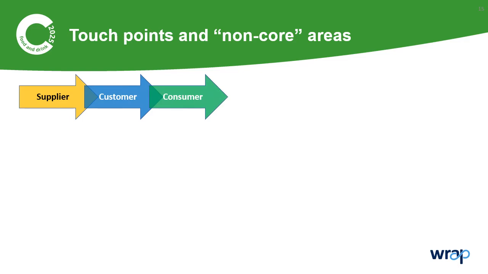So when it comes to reporting your own operations, as we said, there are some tricky areas to sometimes work out whether something falls within your remit and should be within the scope of your food waste inventory. These usually happen at the touch point between different entities, for example between supplier and customer, or even customer and consumer in some cases. So we want to make sure we avoid double counting.